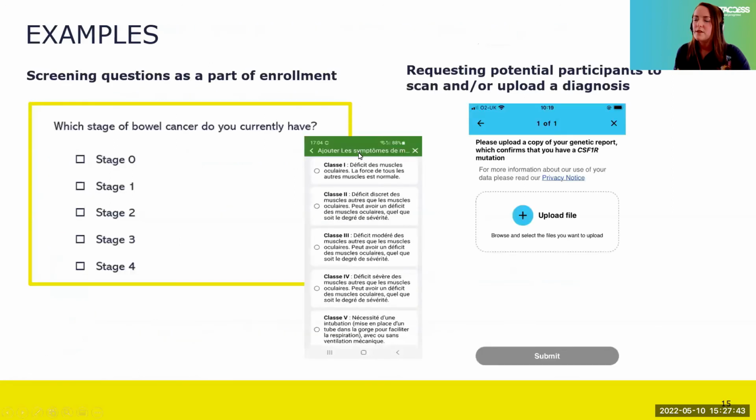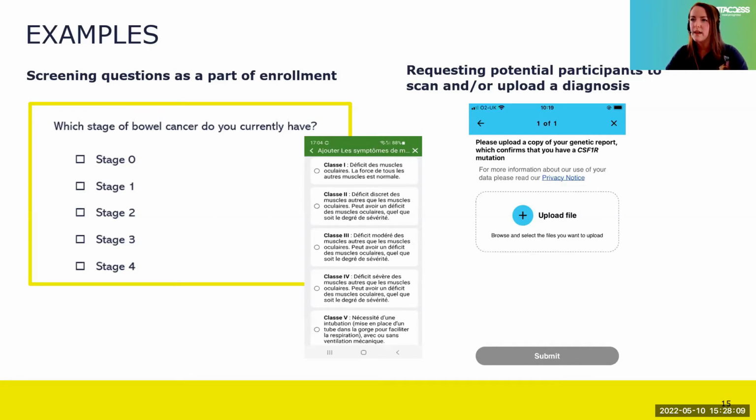So just to take you through a couple of examples, I'll take you through the first example and then Sam will talk you through the second. The first is using screening questions as part of enrolment, making sure that those screening questions are understood by potential participants, and also that they are able to filter out participants who don't meet the eligibility criteria.